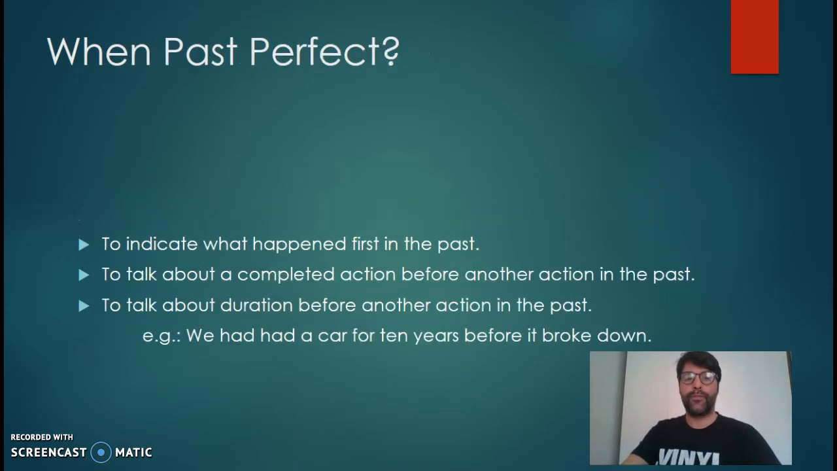Now, when you use the past perfect, you use it when you want to indicate what happened first in the past. You use it when you want to talk about a completed action before another action in the past. And when to talk about a duration before another action in the past. For example, we had a car for 10 years before it broke down.